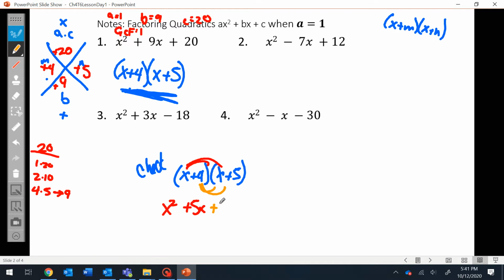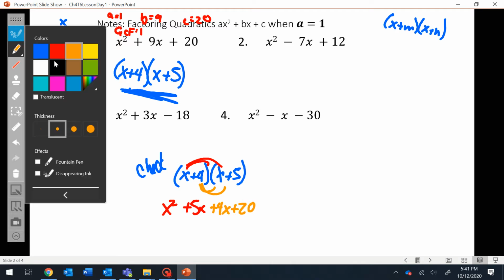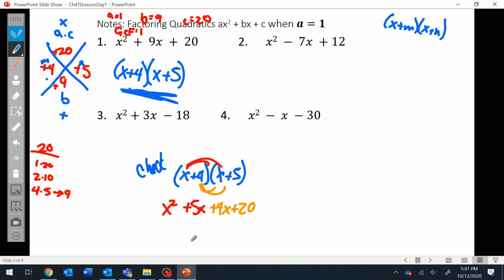Four times x is 4x, and 4 times 5 is 20. And when we combine like terms, we get x squared plus 9x plus 20, which is what I started with. So I can be 100% sure that the factors are x plus 4 times x plus 5.